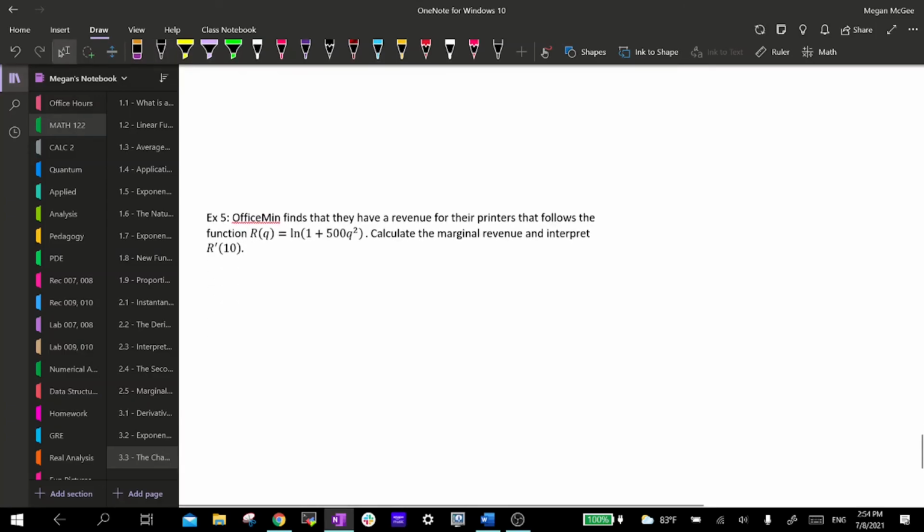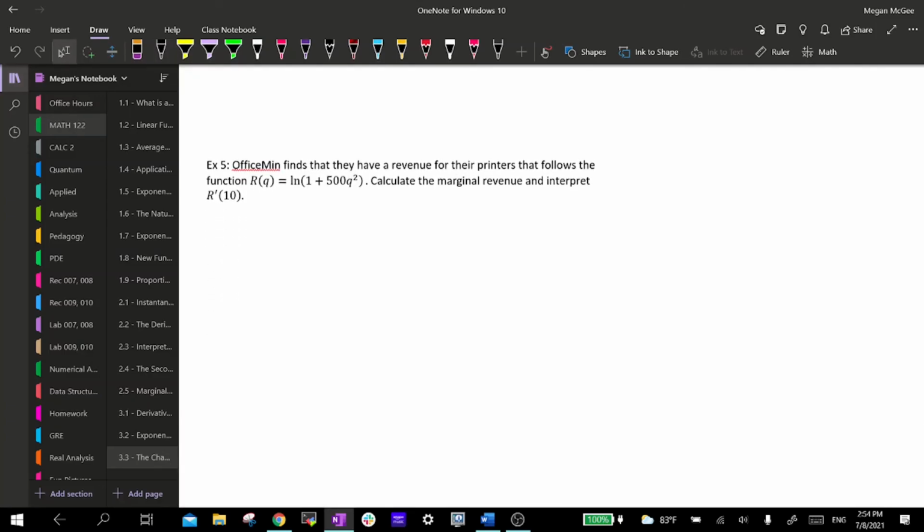Alright, we just have one more example here, example 5. So a company called Office Min finds that they have a revenue for their printers that follows this function R of Q is equal to the natural log of 1 plus 500 Q squared. So we're supposed to calculate the marginal revenue and interpret R prime of 10. So first we need to remember that marginal revenue just means the derivative of the revenue, right?